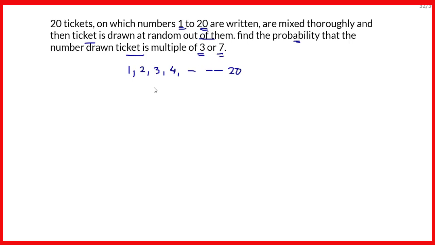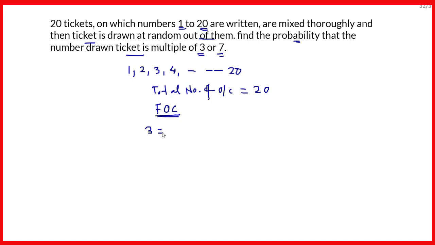So here the total number of outcomes will be equal to what? Because we are taking out one of 20 cards, the total will be 20, because it may be 1, it may be 2, it may be 3, maybe 4, or maybe 20. Any one number will be there when we take out a ticket. So the total number of outcomes will be 20, and now we have to find the favorable outcomes. So how will we find the favorable outcomes?